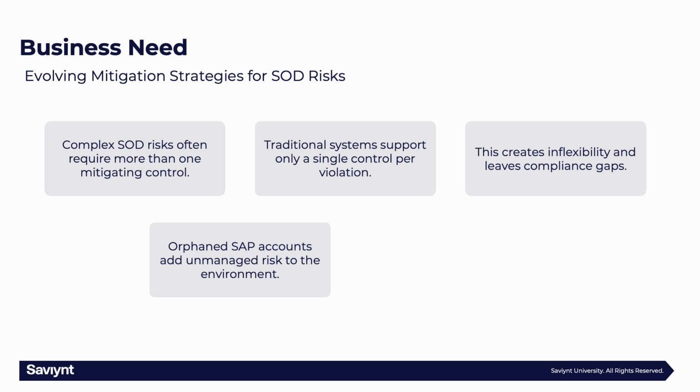At the same time, SAP accounts for logical rule sets pose an unmanaged risk when mitigated at the identity level instead of each account level. To stay audit-ready and resilient, organizations need flexible mitigation strategies, ones that support multiple controls per violation and automate risk handling through group associations. Let's look at how the Brisbane release delivers these needs.